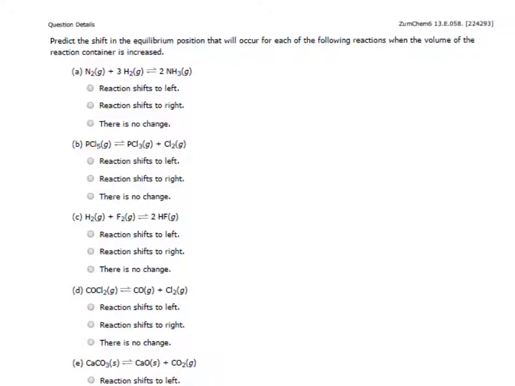In this problem, we're asked to predict a Le Chatelier shift in equilibrium position that would occur when the volume of the container is increased. If the volume of the container is increased, we can say that the pressure of the container is decreased, which is very important.